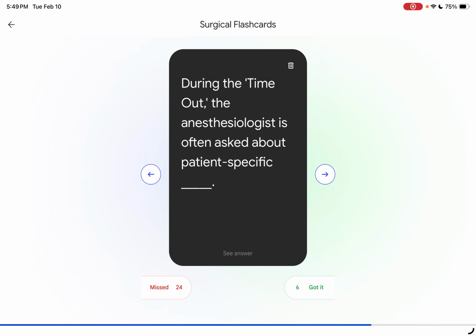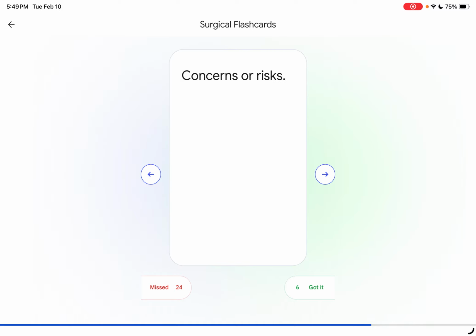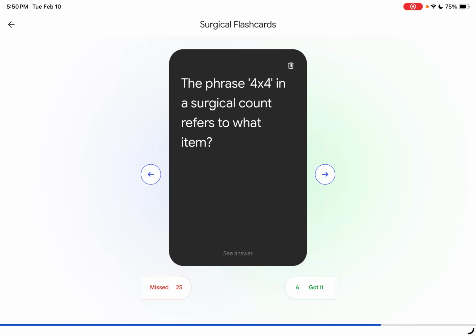Timeout, the anesthesiologist is often asked about patient-specific concerns or risk. So, during the timeout, the anesthesiologist is often asked, do you have any specific concerns or risk of the patient?